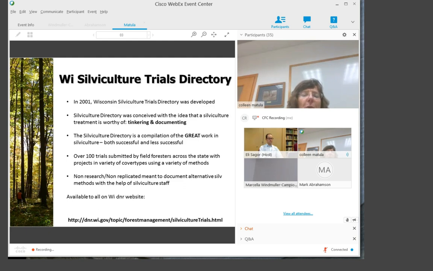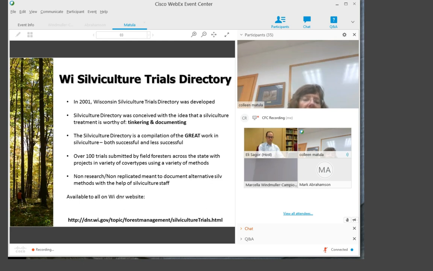I first want to give you a background on our silviculture trials directory. In 2001, we developed this trials directory. It was conceived with the idea that silviculture is worthy of tinkering and documenting. The trials have been documented on a website, which is listed below. And the compilation of this great work is from field foresters across the state.